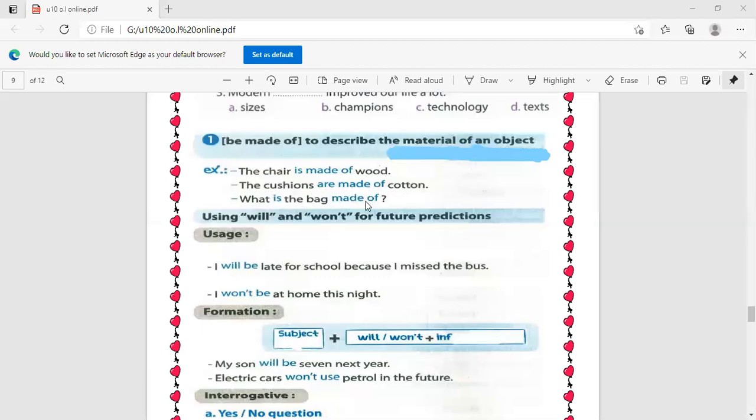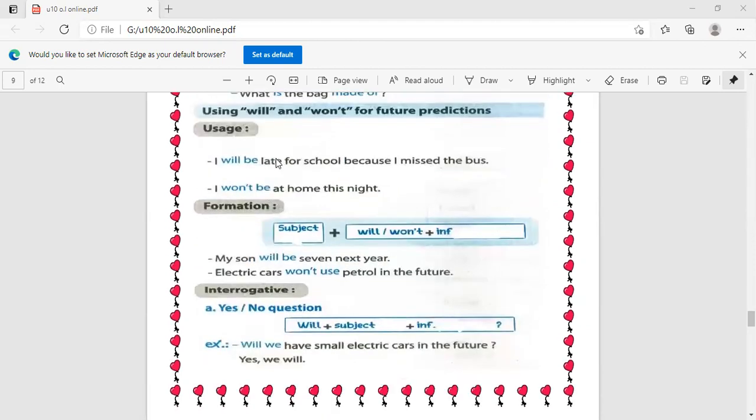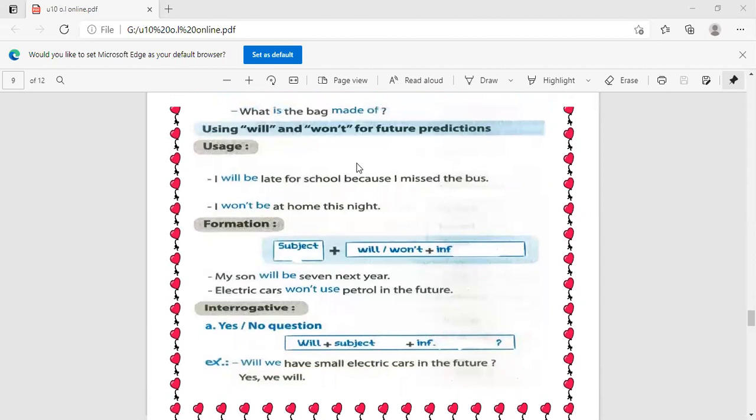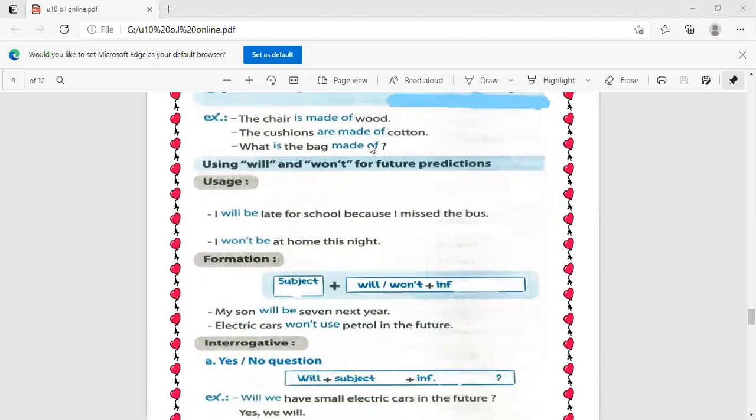What is the bag made of? Okay, when we make a question, we say, what is the bag made of? When we ask about something, is made of what? Okay, using this, is made of, okay? Be made of something. When we describe something, is made of what?